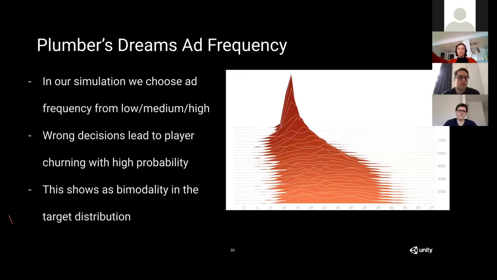In homage to a classic video game, we've called one of our simulations Plumber's Dreams. You might be familiar with the plumber video game. Plumber's Dreams is about ad frequency. In this simulation, we choose between three ad frequencies, and we've set it up so that if you give the wrong ad frequency, then soon after that decision, the player will churn. What I've included here is a histogram, or distribution, of the target distribution, plotted as the training progresses.